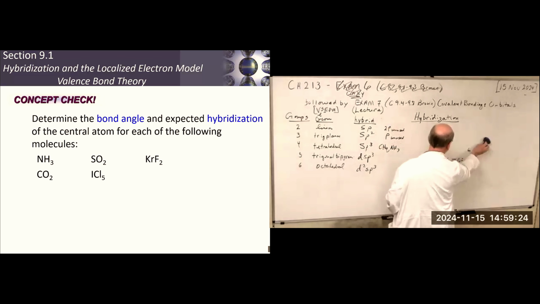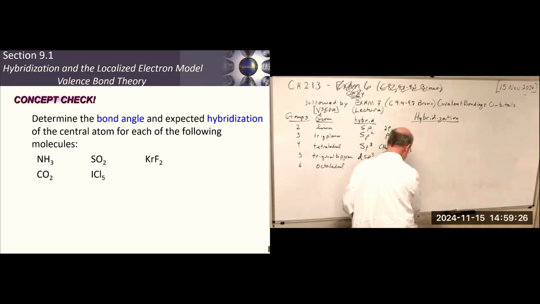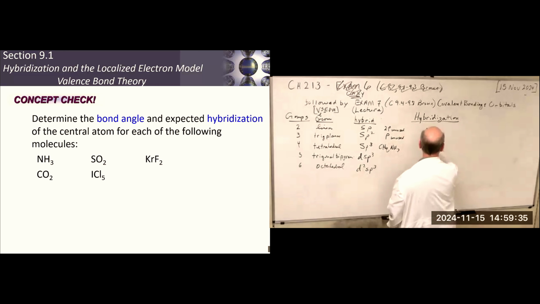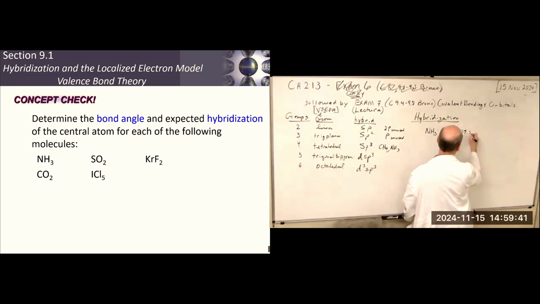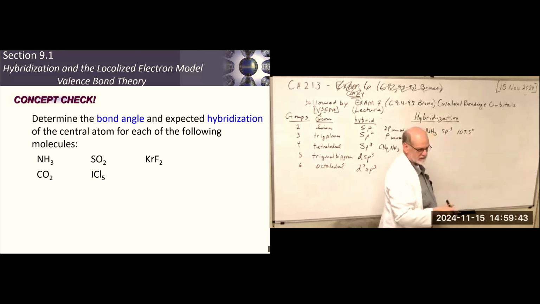Now, if you want a list status, some of these we've already done. Ammonia, determine the bond angle and the hybridization. Okay, we know ammonia is sp3 with a bond angle of 109.5, nominally speaking. We know it's a little bit less.